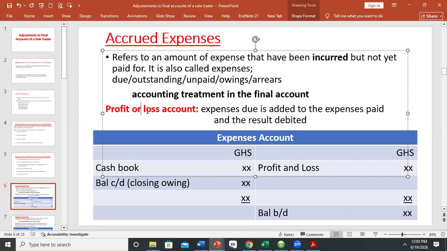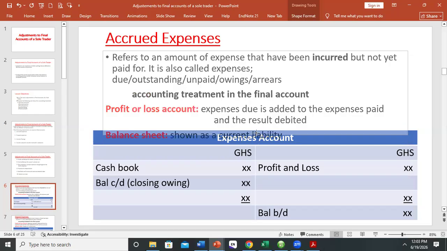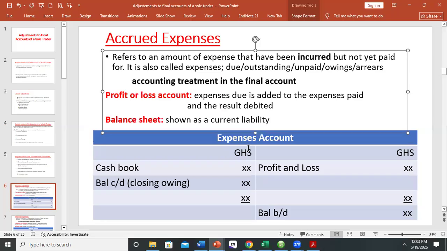So if you are told in the additional information that there is some rent we haven't paid, if it belongs to that period, please add it.